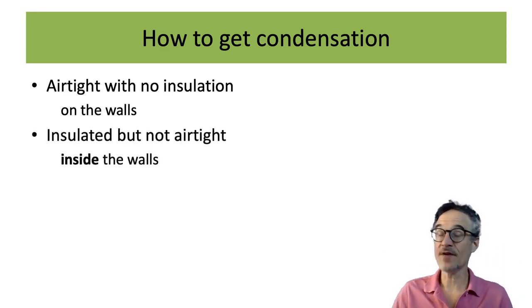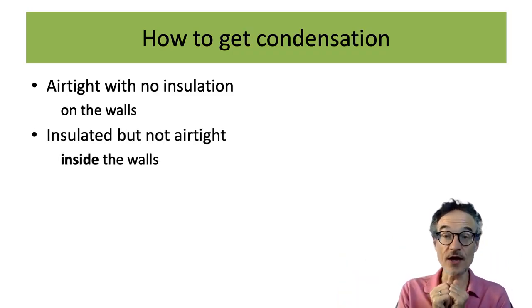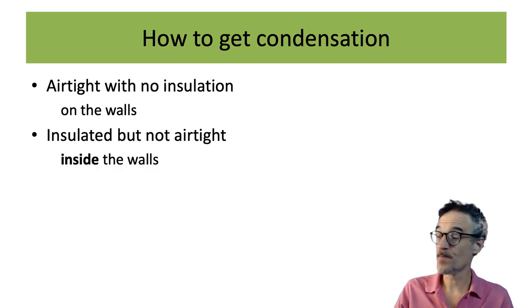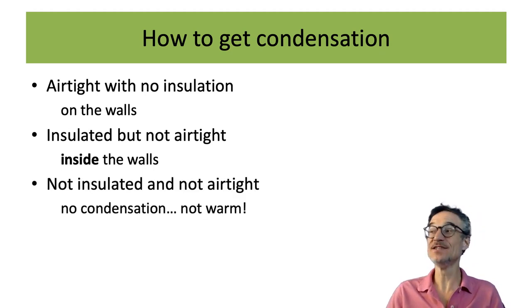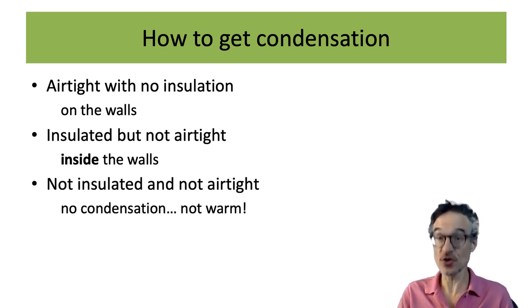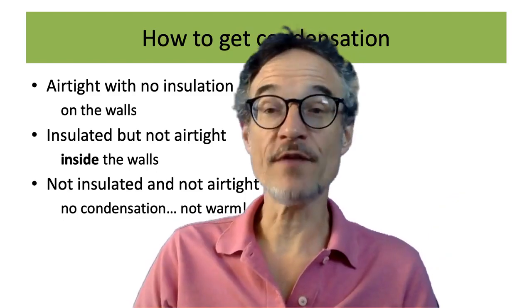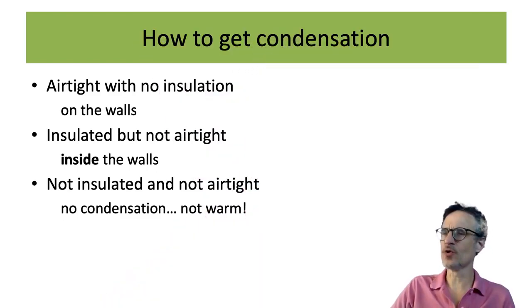If you have the opposite, if you have an insulated house that's not airtight and air is able to leak through the wall, then you'll get condensation inside the walls, which may be worse. If your house is not insulated and is not airtight, then you do not get condensation. Condensation is not a problem. However, it will not be very warm in the winter. So that may also not be ideal.